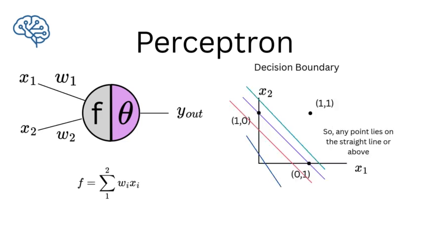Instead of simply adding the inputs, the perceptron multiplies each input by a weight before combining them. This addition of weights gives the perceptron a powerful advantage. It can position the decision boundary anywhere in the input space, not just at a fixed position like in MCP neuron.